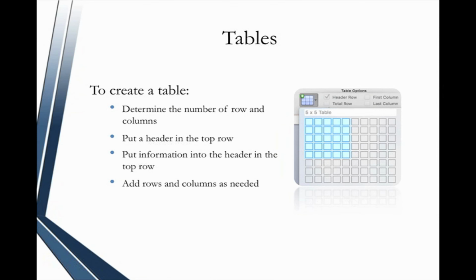Tables. Organizing information in a table format can be an effective presentation. You can use Microsoft Word to do this. Here's one way to create a table. 1. Determine the number of rows and columns. 2. Put a header in the top row. 3. Put information into the header in the top row. And 4. Add rows and columns as needed. There are many variations of color and shading that you can use to enhance the readability of your tables. Experiment with traditional and conservative approaches to see what works best for your business environment.